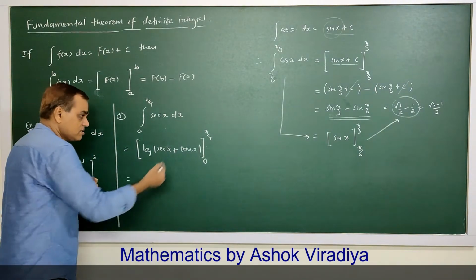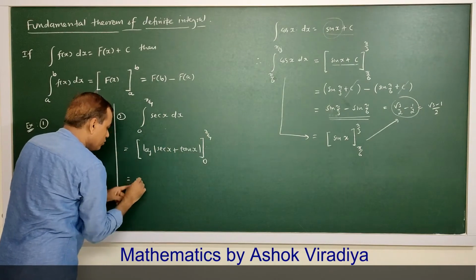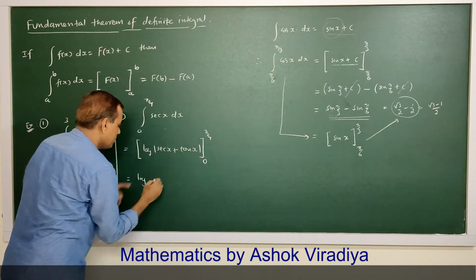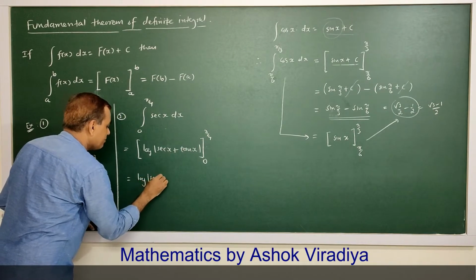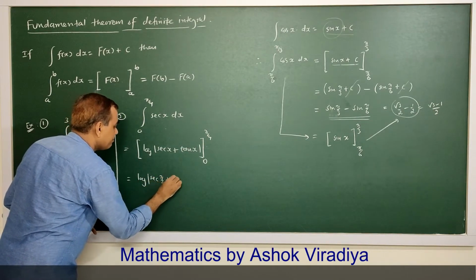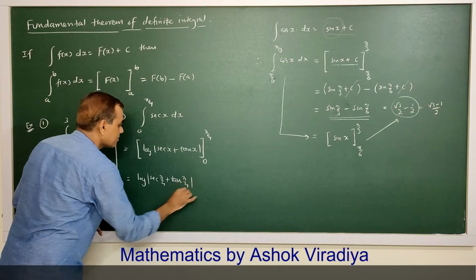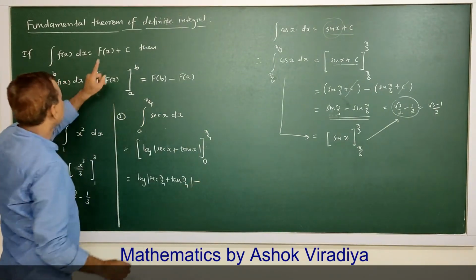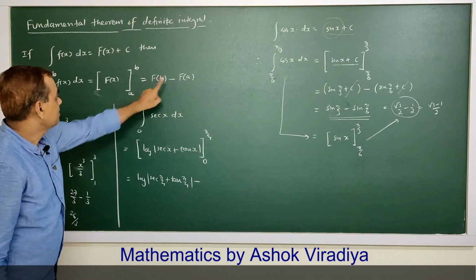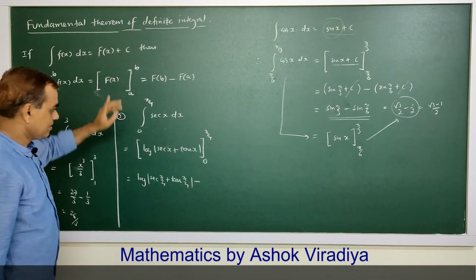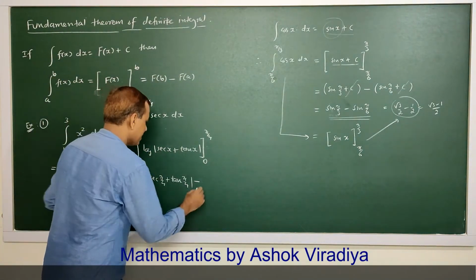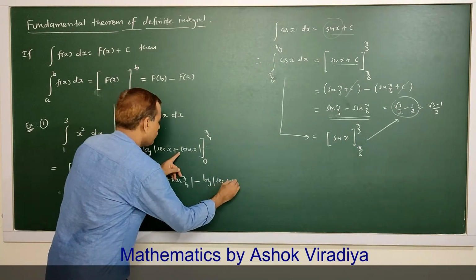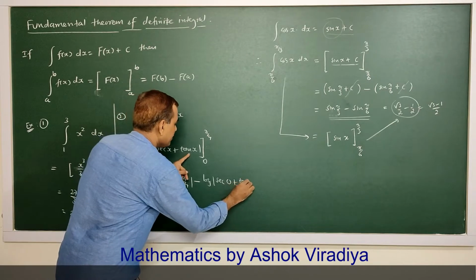Then substitute the upper value. So log of, put x equal to pi by 4: log mod sec pi by 4 plus tan pi by 4. So this is taken. Now do minus, then put the lower limit. So putting 0 here: log mod sec 0 plus tan 0.